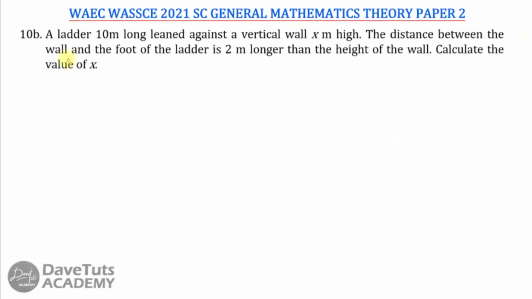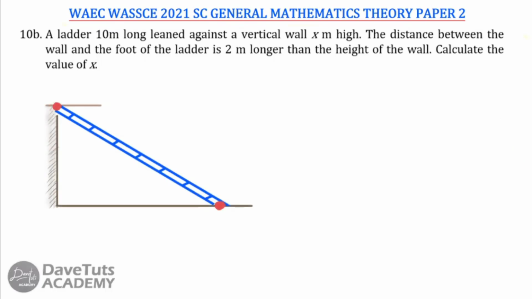In this question on triangles, we are told that a ladder 10 meters long leaned against a vertical wall, which is x meters high, and the distance between the wall and the foot of the ladder is 2 meters longer than the height of the wall. Our mandate is to calculate the value of x.